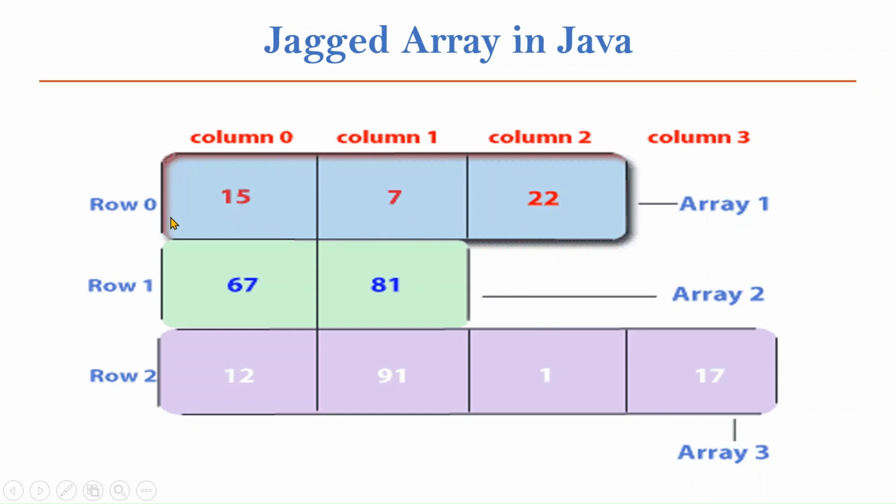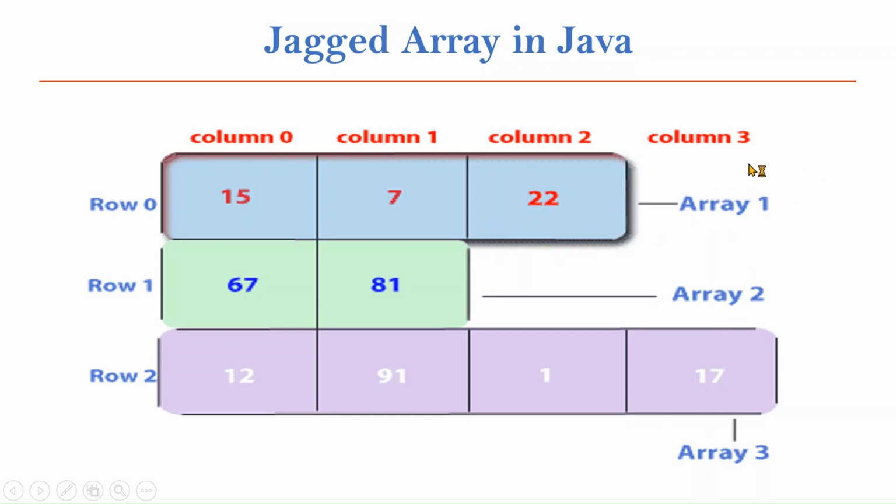Here if you can see, the first row has been designed with only 3 columns: column 0 index, column 1 index, and column 2 index. Row 1, I have defined only 2 columns. Row 2, I have defined 4 columns. So this has been internally framed as separate arrays: array 1, 2, and 3.